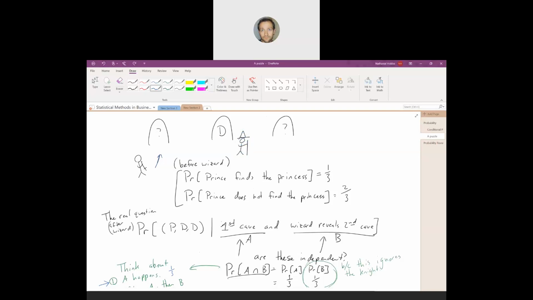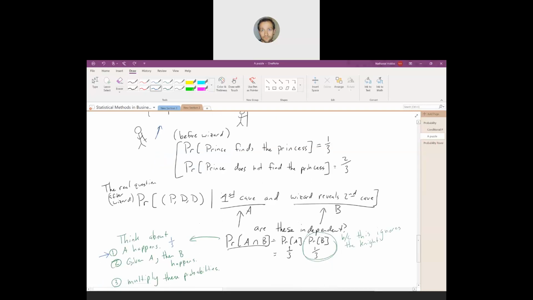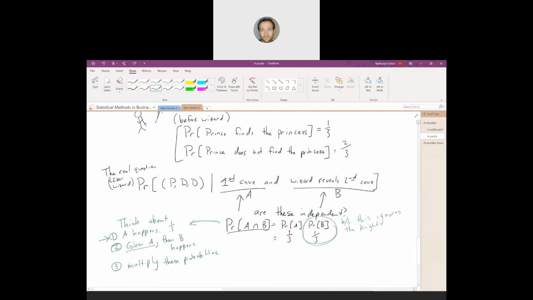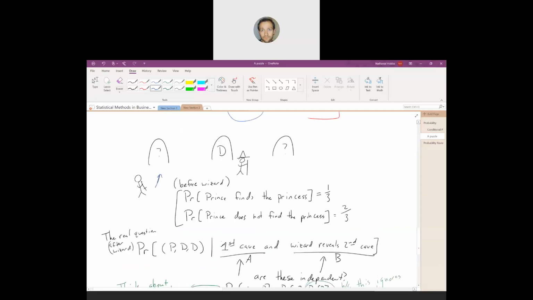Now, given that he chose the first cave, the wizard will not reveal the first cave. But the wizard can reveal one of the other 2. So given that the prince chose the first cave, what's the probability that the wizard reveals the second cave? 2/3? Why 2/3?